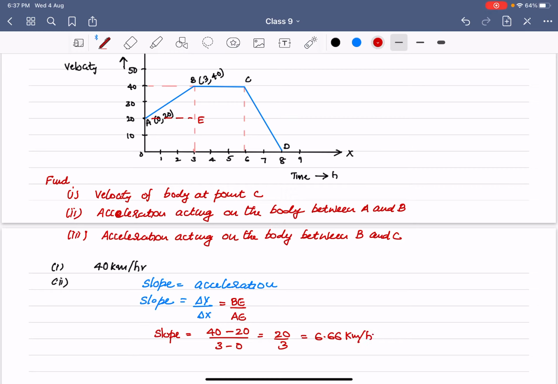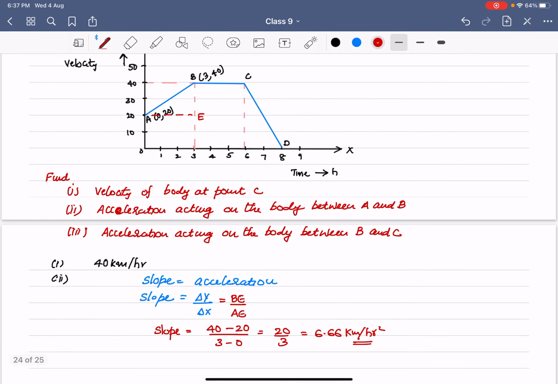kilometer per hour square. Okay, so why have I used the unit kilometer per hour square? Because the velocity is expressed in kilometer per hour, time is expressed in hour, so this has to be equal to kilometer per hour square. So the acceleration unit that you have to provide here is kilometer per hour square, right?